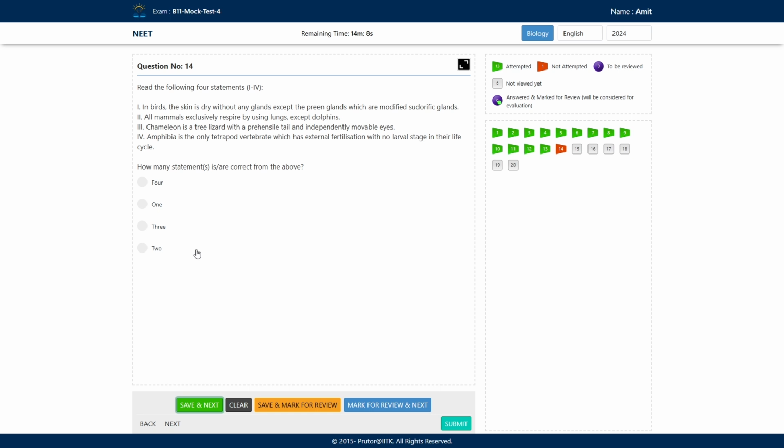The preen gland is actually a type of sebaceous gland found in most birds, located at the base of the tail. Okay, preen gland, but they are not sudorific glands. They are uropygial glands. If it were written uropygial, then this statement could be correct.